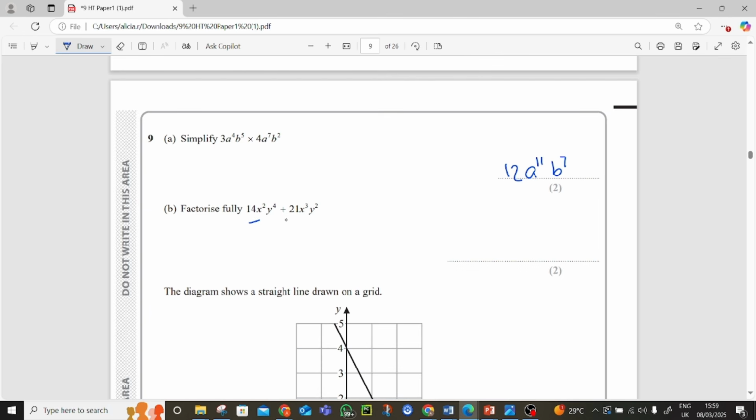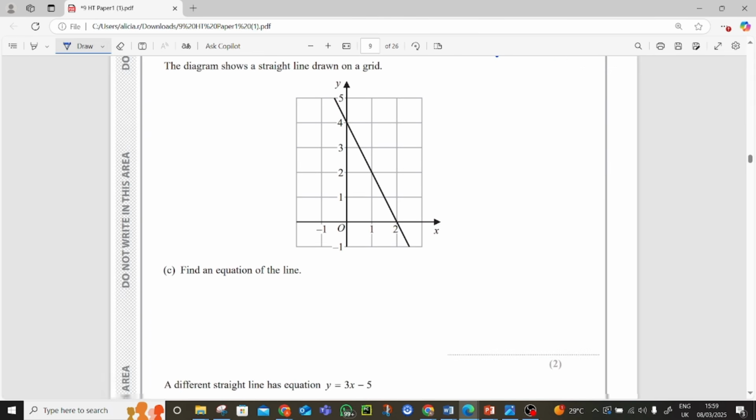Factorising. What can we divide 14 and 21 by? Well, I can divide them both by 7. So I'm going to take 7 outside the brackets. What can I divide x squared by and x cubed? The largest thing I can take out of there is x squared, so let's do that. And then I have y to the 4 and y squared. I can divide them both by y squared. 14 divided by 7 is going to be 2. X squared divided by x squared, well, that leaves just 1, it goes away. And then y to the 4 divided by y squared is y squared. Next term, we have 21 divided by 7, which is 3. x cubed divided by x squared is going to be x to the power of 1. And then y squared divided by y squared, that just goes. And so this is our final answer.